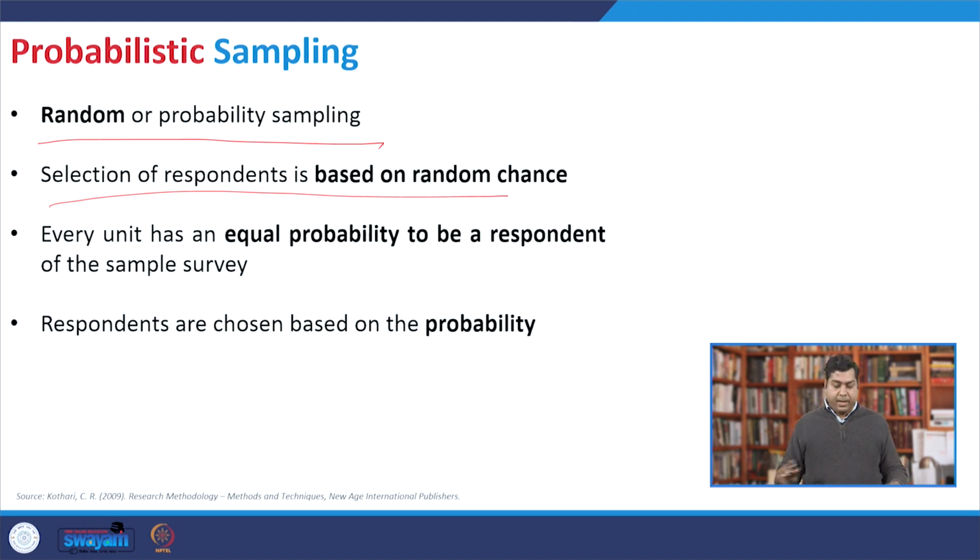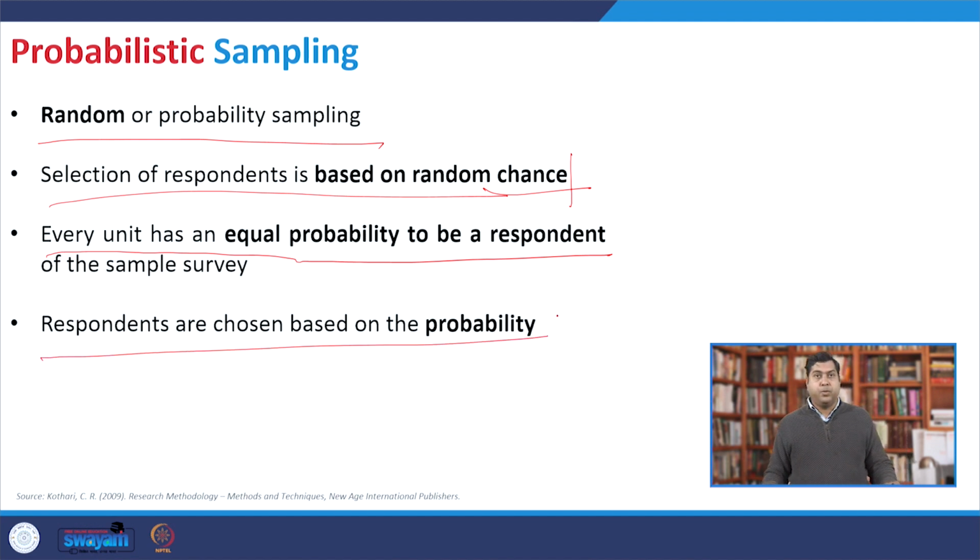Maybe this will have an equal probability, and depending on the type of probabilistic sampling, we have certain characteristics. In this case, every unit has equal probability to be a respondent of the sample survey. I just mentioned that in random sampling it can be anyone, like in a group where maybe you, me and 5 other persons are there. So the selection of the respondent is very random. We never know who will be selected as a respondent. So it is equally likely.